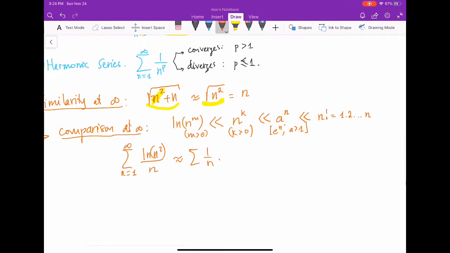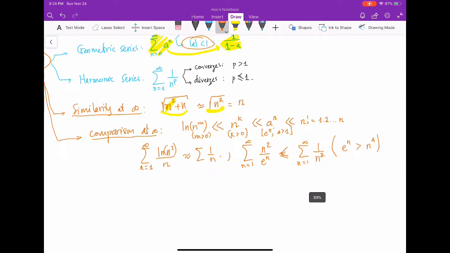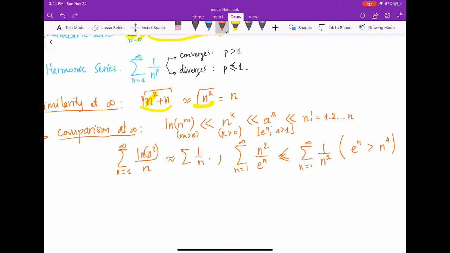Another one, you can do the series of n squared over e to the n, from 1 to infinity. And so this series converges. Why? Because n squared is very small if you compare with e to the n, right? So this series can be compared with, I would say, should be less than or equal to, the sum of 1 over n squared, n from 1 to infinity, because we compare e to the n with n to the 4. So that is a very good example of how to use comparison at infinity.